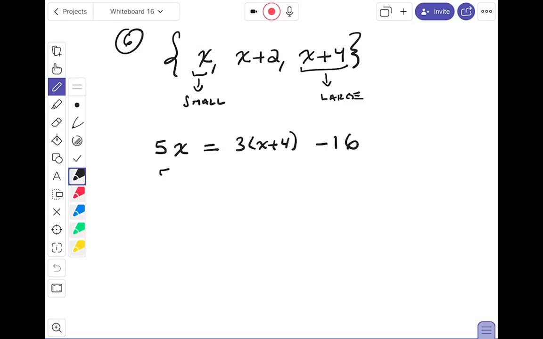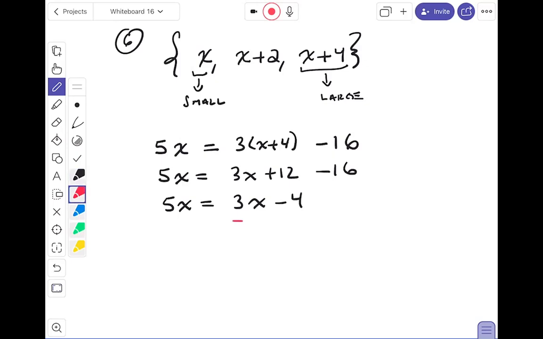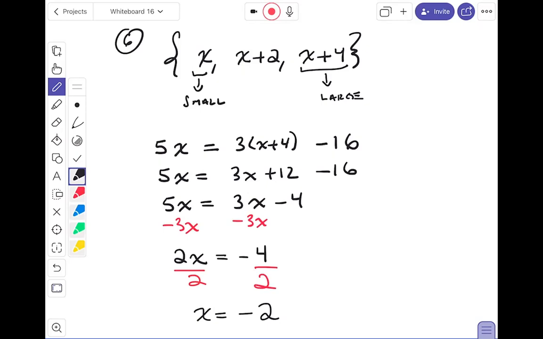All right, I'm ready to go. 5x equals 3 times x plus 4, which is 3x plus 12, minus 16. I'm just simplifying: 12 minus 16 is minus 4. I am now going to subtract 3x from both sides. And what do you get? 2x equals minus 4. Now I'm going to divide both sides by 2. And what do you get? X equals minus 2.